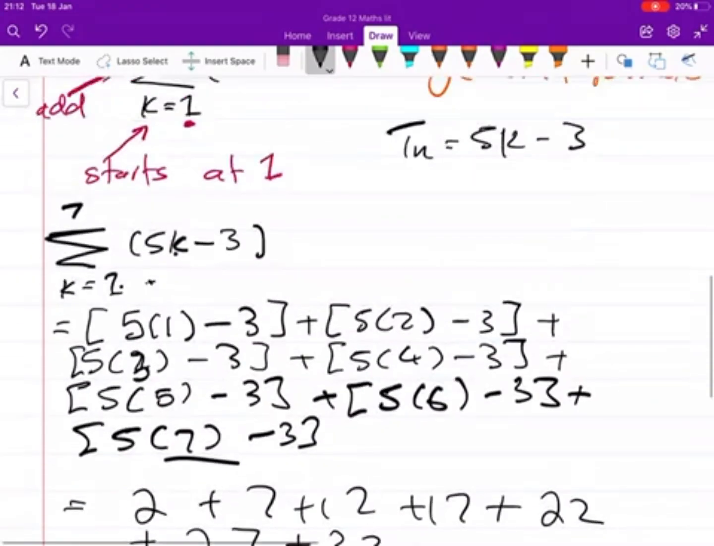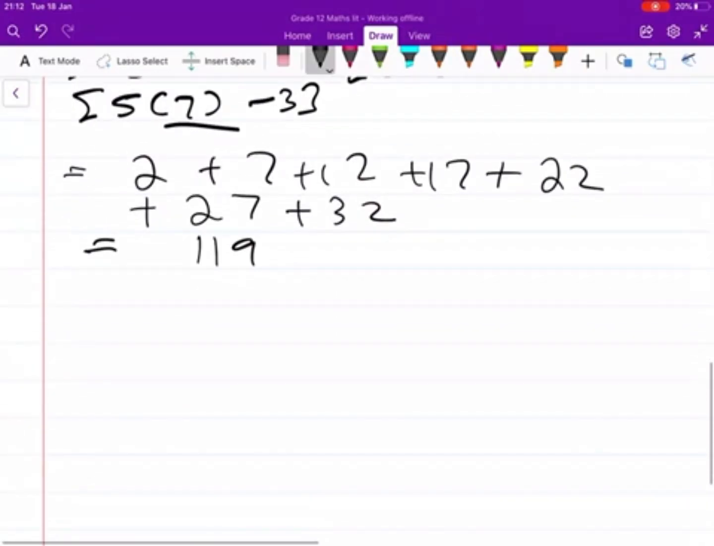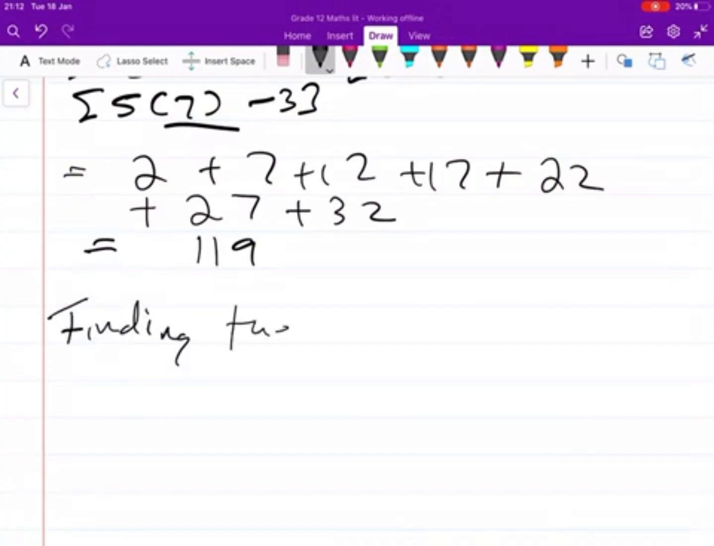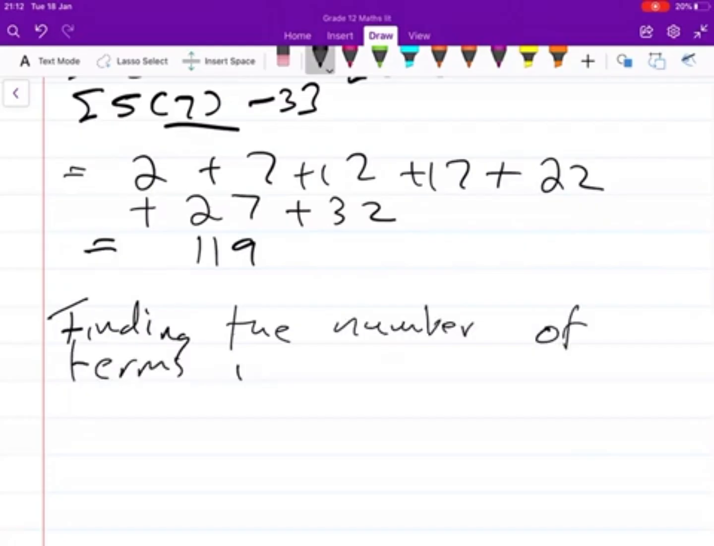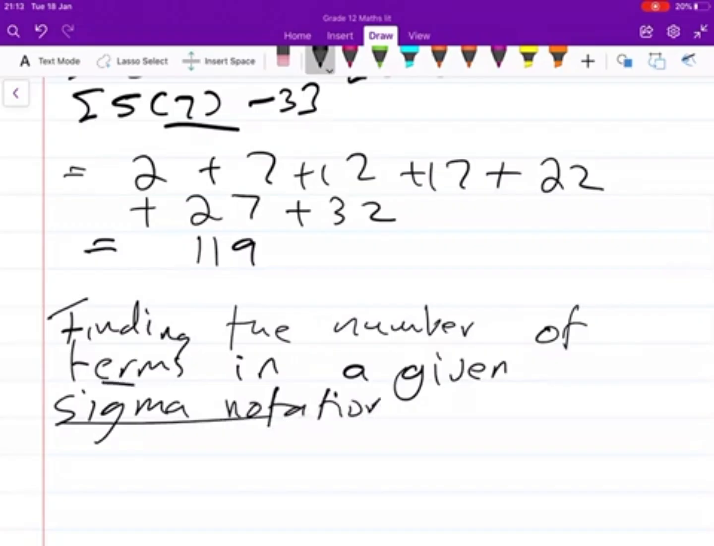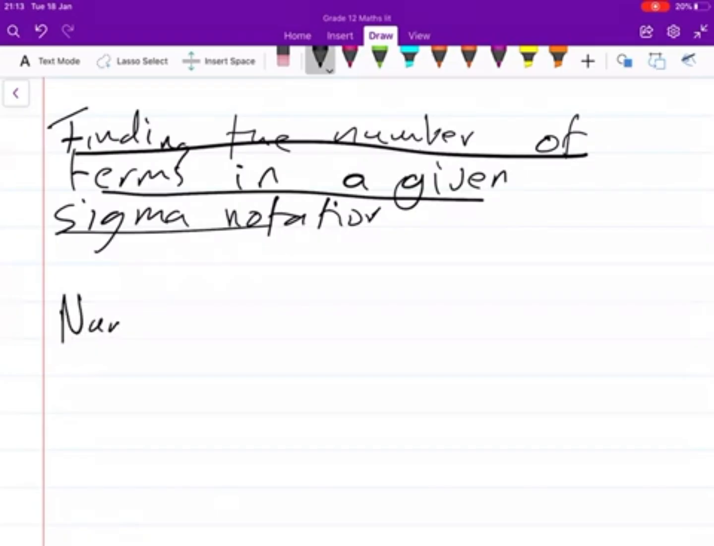Then we want to know, how do we find the number of terms in a given sigma notation? This is the formula we're going to use, and I will illustrate this shortly. The number of terms is equal to the top value, which is the last value, minus the bottom value, which is the first value, plus 1. Very important, guys.